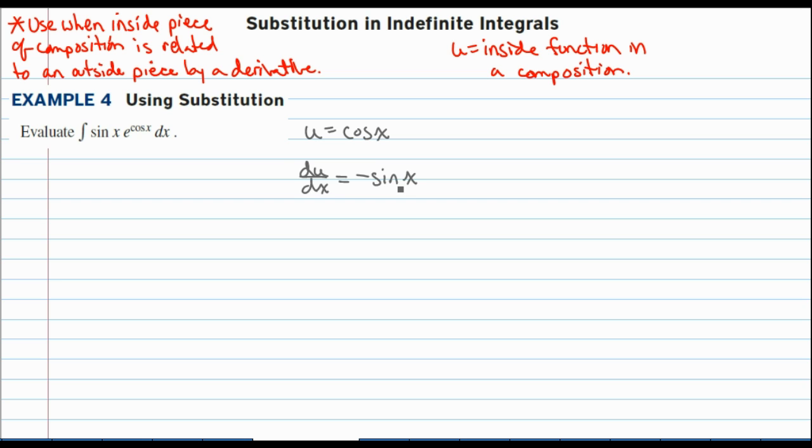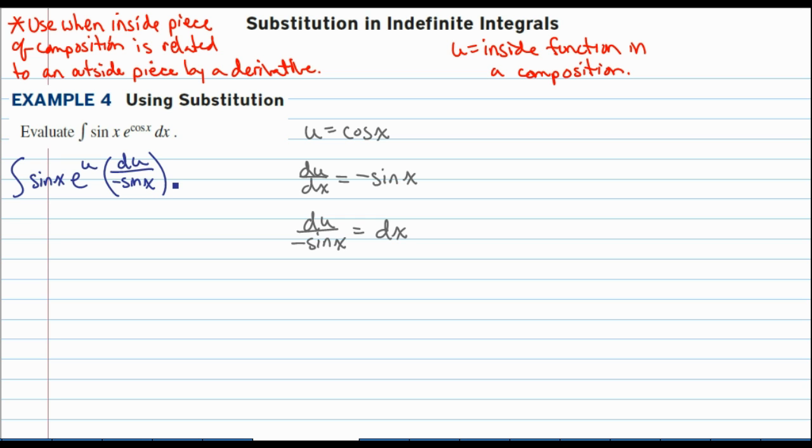Now we want to solve for dx. dx is in our function. We want to solve for that so we can substitute in an expression. So that means du over negative sine of x is dx. Now I've got some substitution to do. I'm going to take the antiderivative of sine of x times e to the cosine of x, which we called u, so I'm going to plug that u in, I'm going to substitute that in. Then dx is du over negative sine of x.